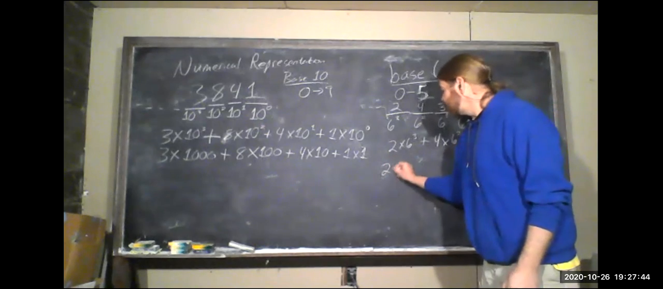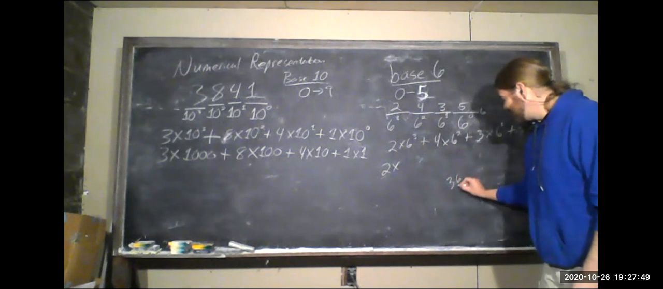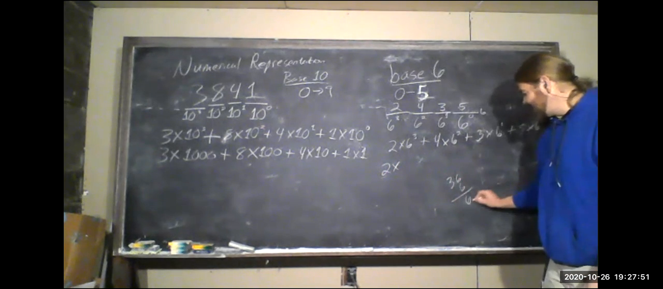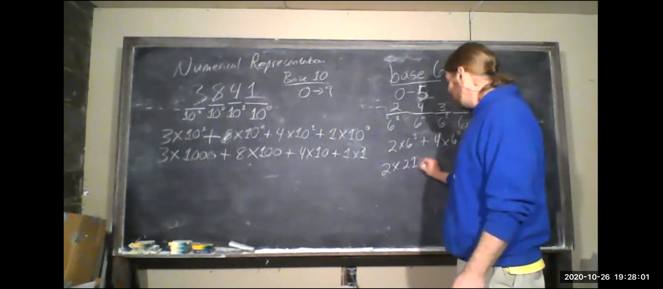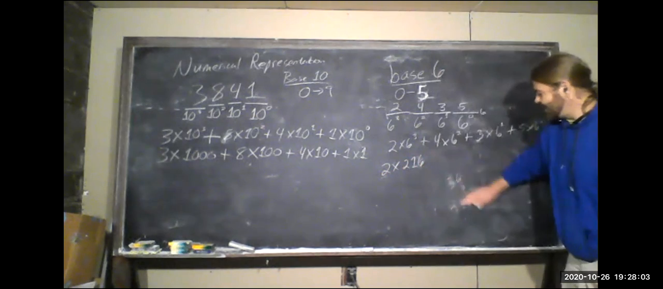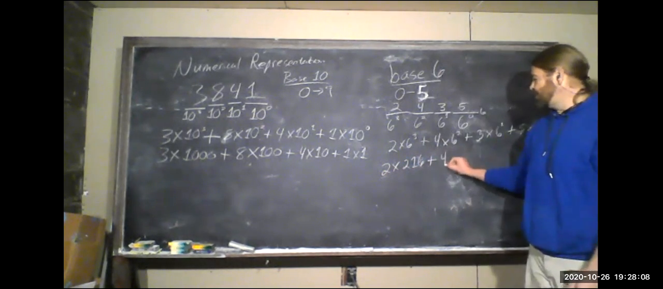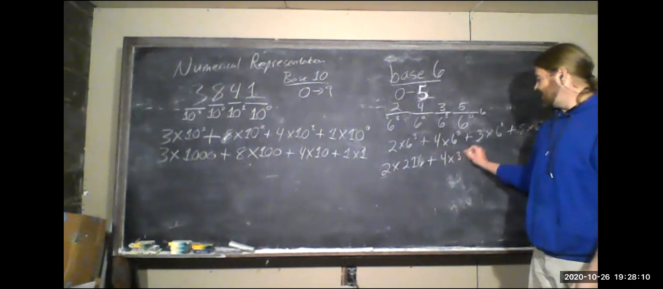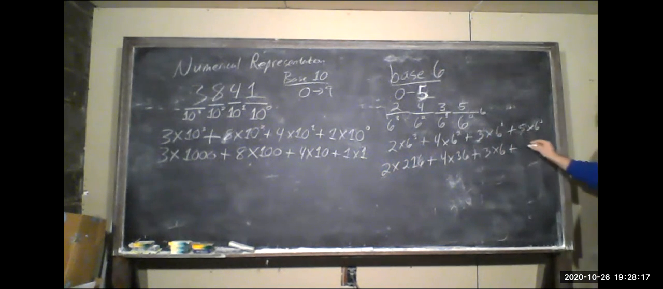2 times, what is 6 cubed? I don't know that off the top of my head. 36 times 6 is 216. Just quickly writing that out. So we have 2 216s plus 4 times 36 plus 3 6s plus 5 times 1.